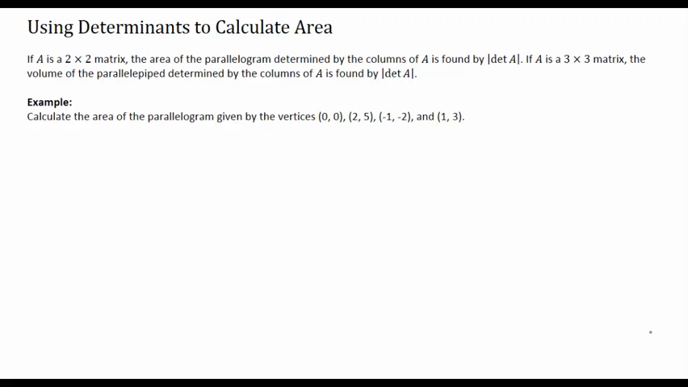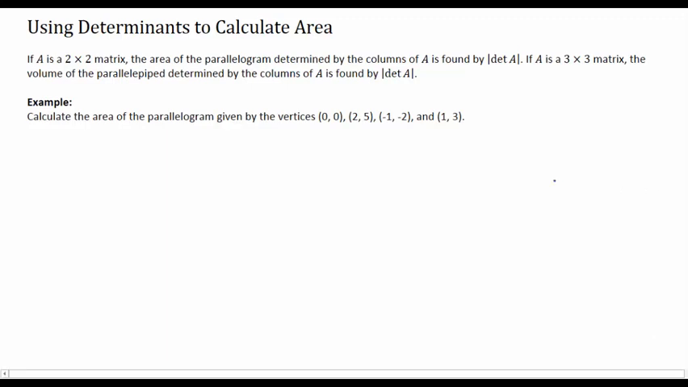So next we'll talk about determinants and area. If we have a 2 by 2 matrix, the area of the parallelogram determined by the columns of A is found by the absolute value of the determinant of A. Similarly, if A is a 3 by 3 matrix, the volume of the parallelepiped determined by the columns of A is found by the absolute value of the determinant.